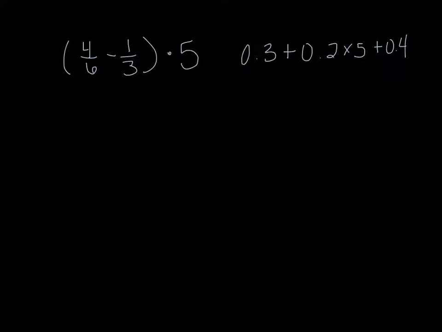We can apply the order of operations even to problems that have decimals and fractions instead of just whole numbers. So let's look at how we would do that here. The order of operations still applies. So when I look at the first expression, I go to what's in parentheses first. I have 4/6 minus a third, and then multiply that by 5. So I begin with the parentheses, 4/6 minus a third.